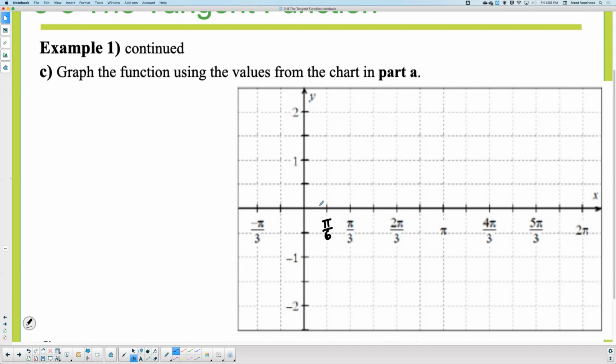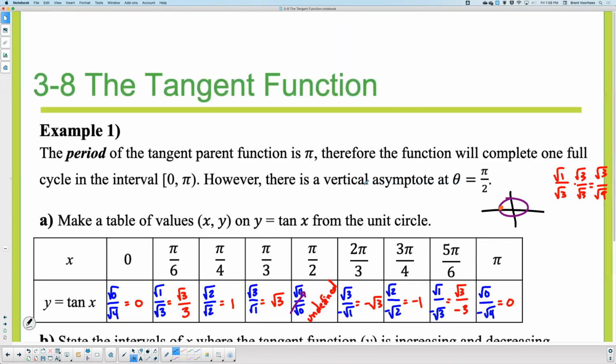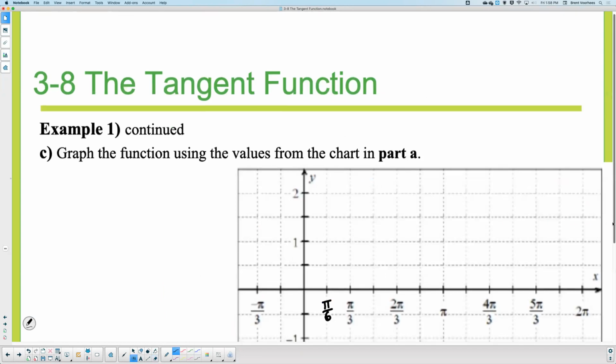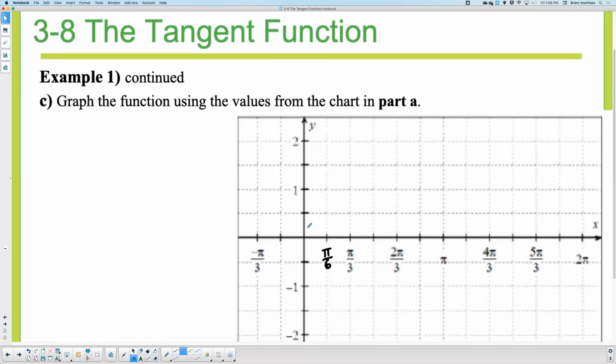Okay, so call out the values. I can't go back and forth because you'll get sick watching me do this back and forth, back and forth. Well, I know we started at 0, 0. We had that point at 0, 0. What was the next point from our table on the previous slide? It was pi over 6.